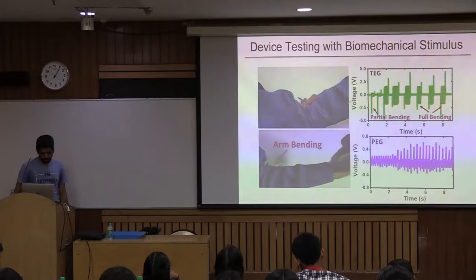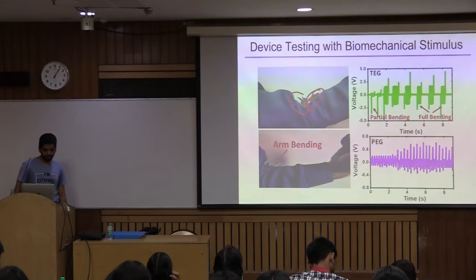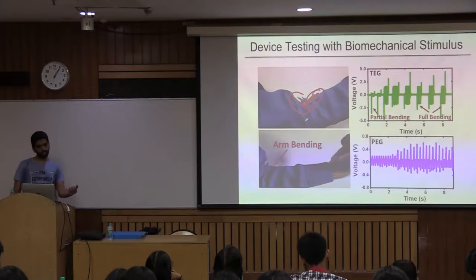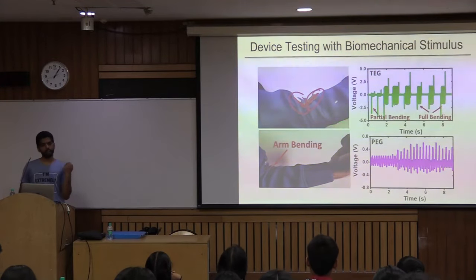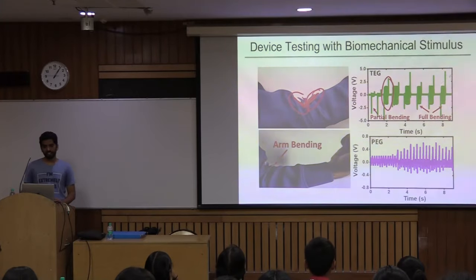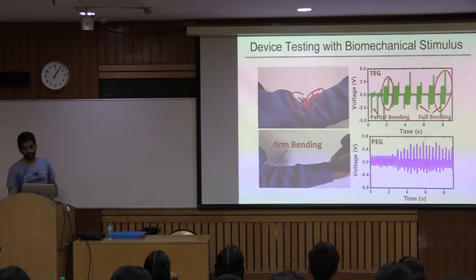And this is an example of how we are using our device. For example, this is essentially that device where one layer is this, one layer is this. Now if you bend your arm, let's say if I attach it to your arm and I bend my arm, then depending upon how much I have bent it, the signals are slightly different. So sometimes you can even sense your movement. It can be used as a sensor of how much you have bent your hand, depending upon what kind of signal is being generated.